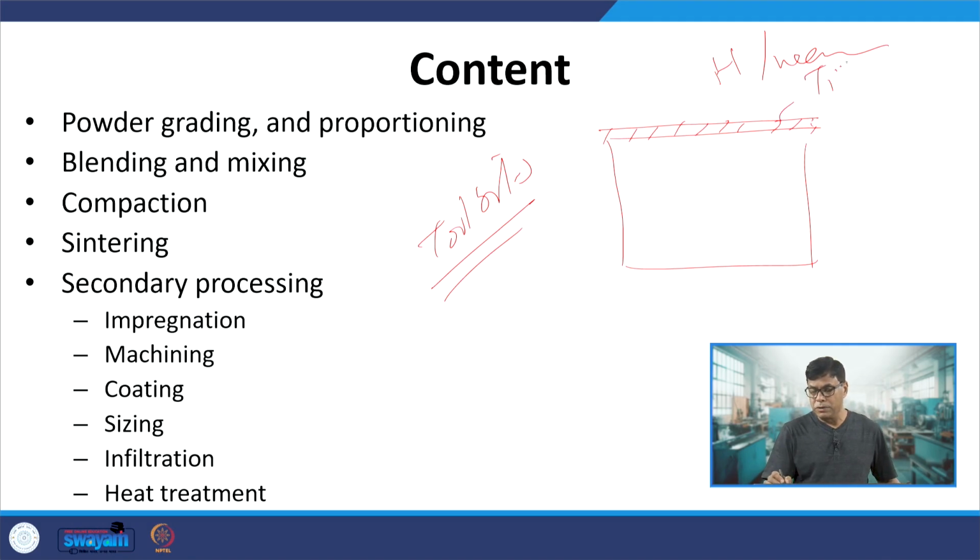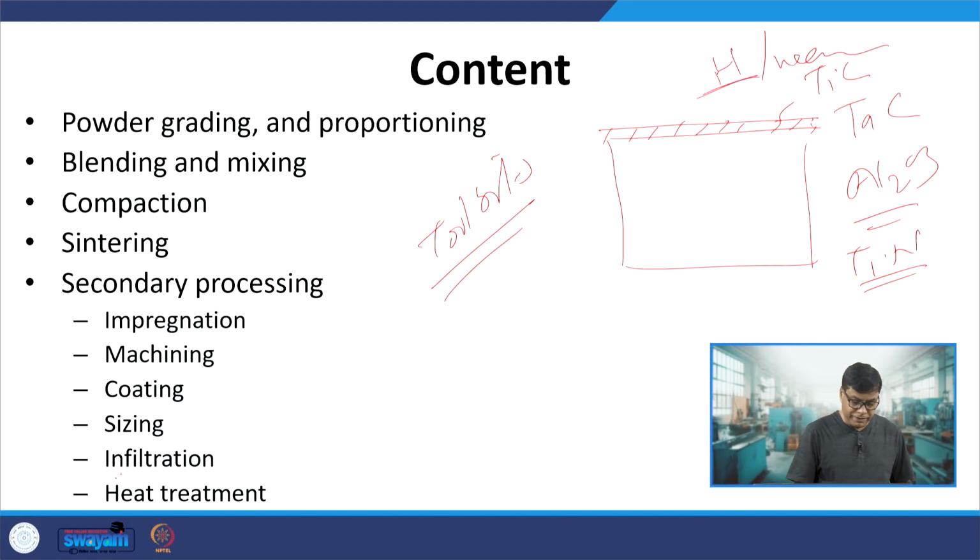So, we can do coatings of titanium carbide, tantalum carbide, alumina, or titanium nitride. Various types of coatings are developed using PVD or CVD kinds of methods to develop surfaces of higher hardness and higher wear resistance.